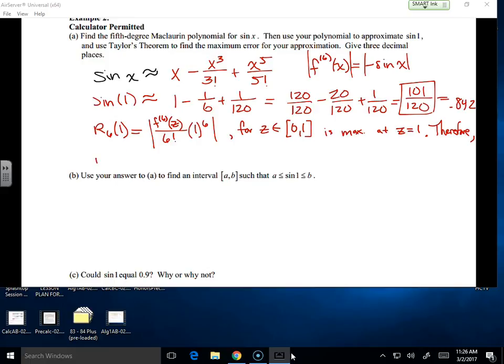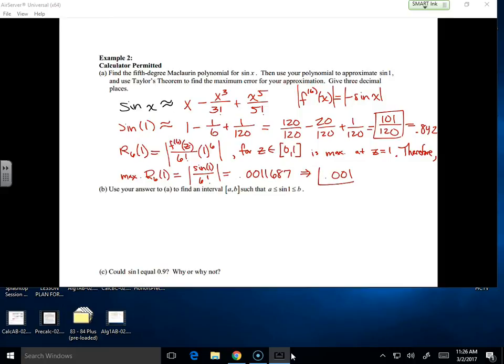So we can say r sub 6 of 1, or the maximum r sub 6 of 1, is equal to sine of 1 all over 6 factorial, which is already positive anyway, which would be sine of 1. 6 factorial would be 720, right? Do we put sine of 1 into our calculator? It is a calculator problem, true. That's strange that they want us to do the error using something we just estimated.